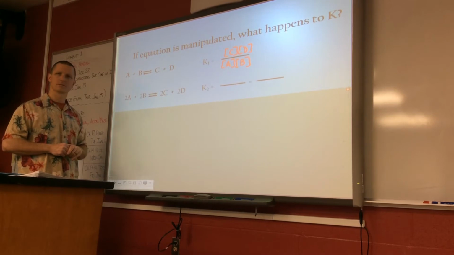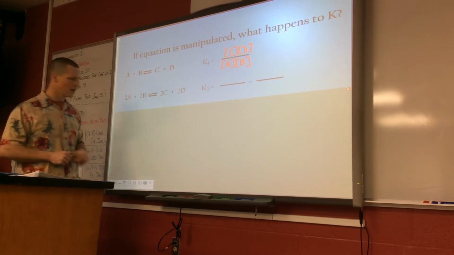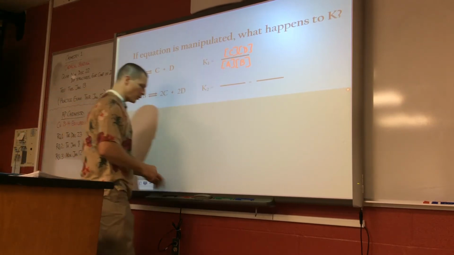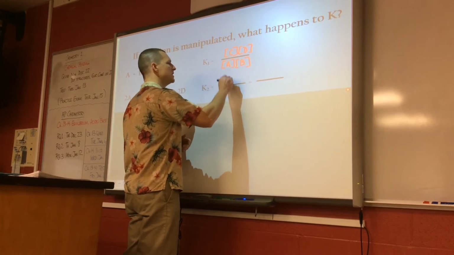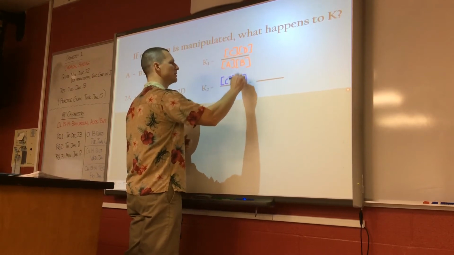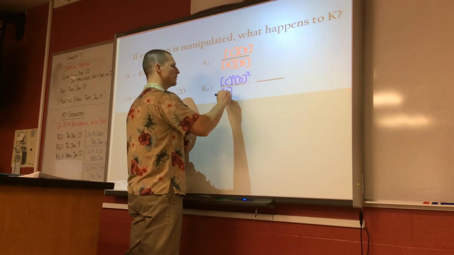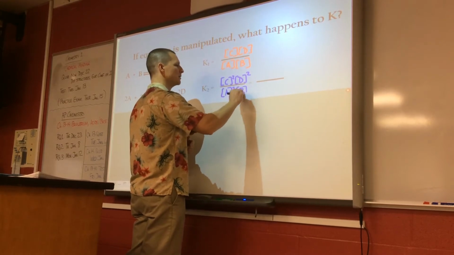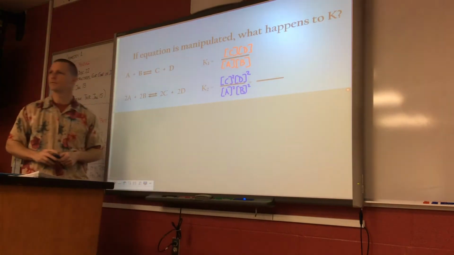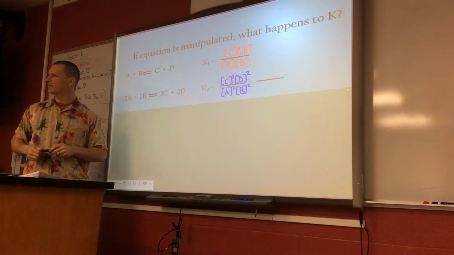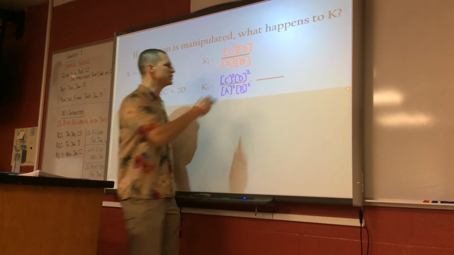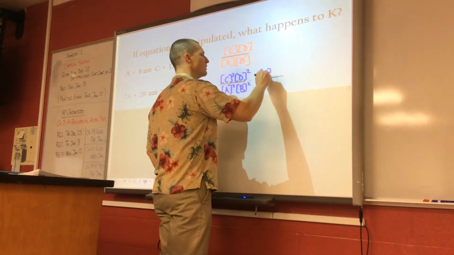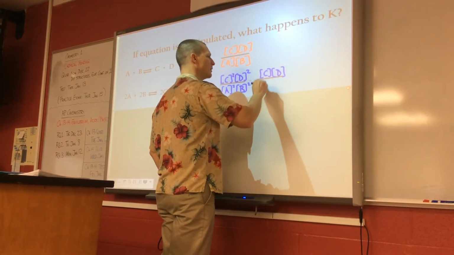We just raised it to the second. Yes. So these terms are all going to be squared. It's going to be C squared times D squared over A squared times B squared. Yeah? Can we simplify that mathematically? If you've got squared times squared over squared times squared, couldn't we just square the whole thing?